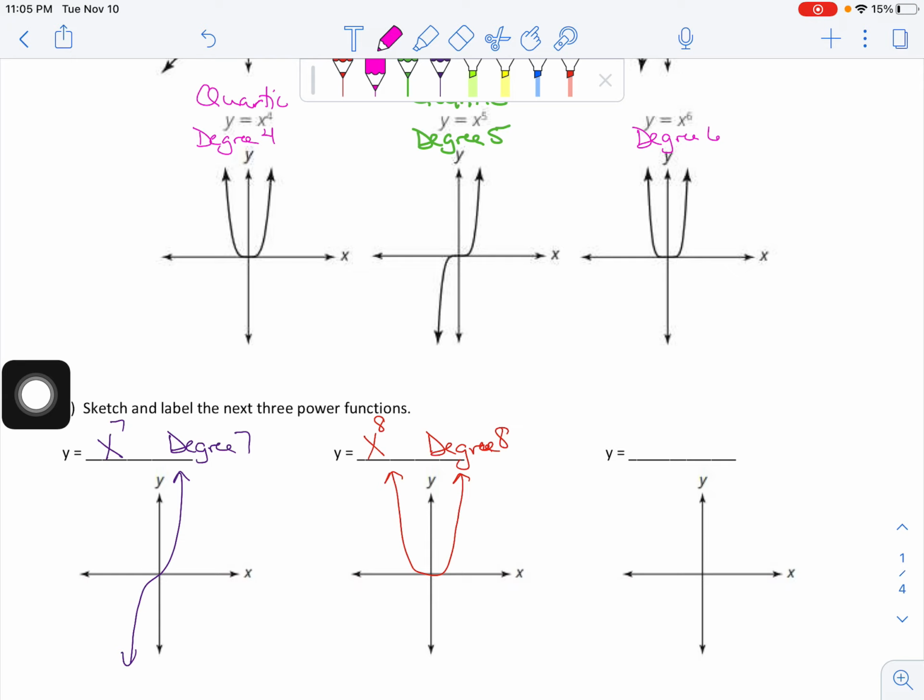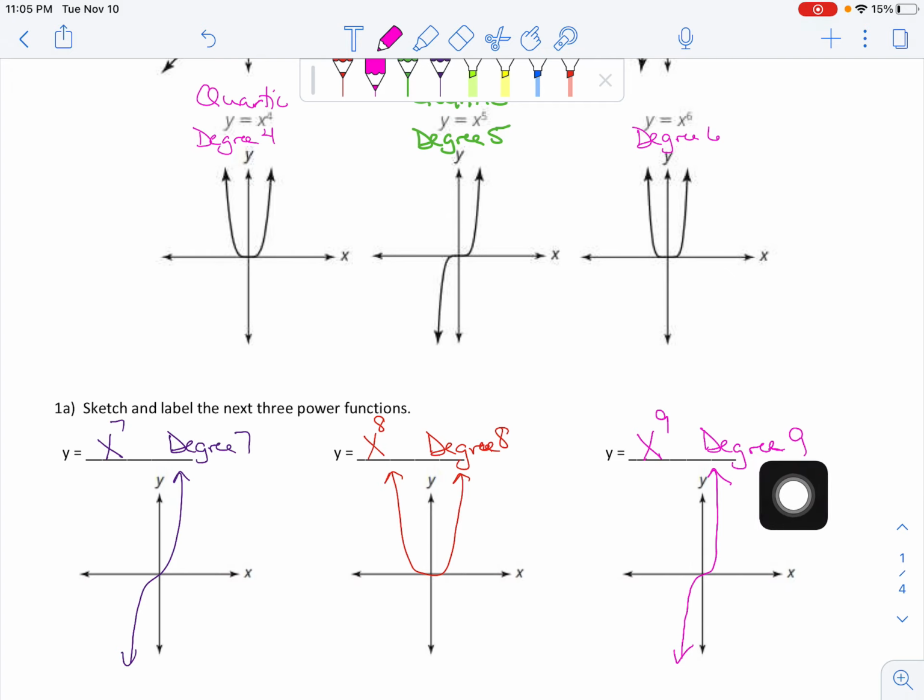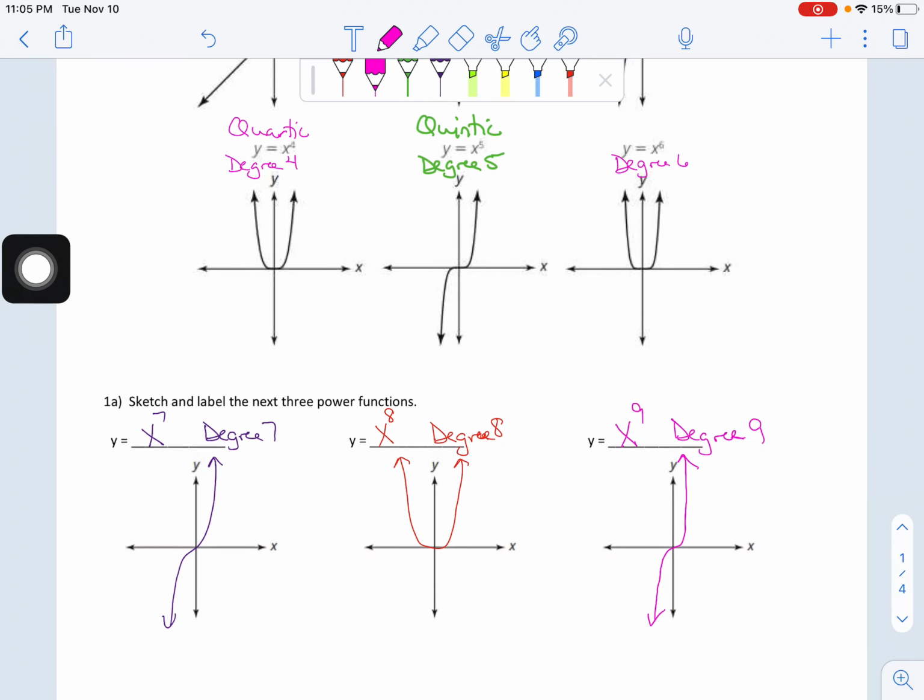All right, last but not least, for the little sketch here, we're going to do x to the 9th. So this is degree 9. And that means it is an odd degree function, which means it should look like my degree 5 and degree 7 functions, that S-shaped curve. As your degrees go up, it's going to seem steeper and a little flatter around the origin there. But basically, if you were to graph these all together, it would be getting steeper and steeper and steeper as you go up in the degrees. Same thing with the even degree functions.